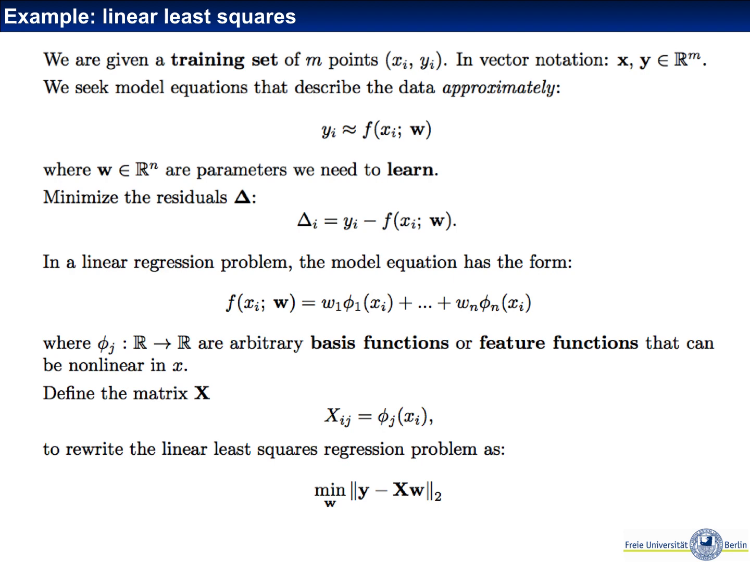So, but now let's just assume these are given, and then we can write our linear least squares regression problem as follows. So we define a matrix X in which we simply evaluate the value of each of these feature functions at every data point. So it's a matrix that is number of data points times number of feature functions. And now we can write the linear least squares regression problem as the minimization over parameters w of the following vector norm. And in this case, we just use a 2-norm. So that's the Euclidean norm of the residual or distance vector between the labels y and the model predictions X times w.